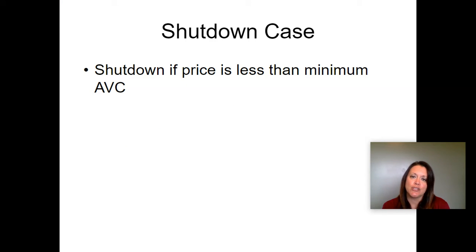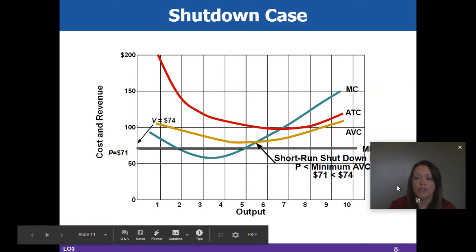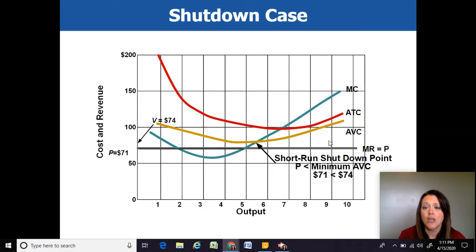Now, the third situation is where you're bleeding so much money that you actually have to shut down. If your price is less than your minimum average variable cost, that would be a situation where you would shut down. So, here's what that would look like. Again, notice that our three cost curves are in the same position. What has changed is our price curve or our demand curve. So this is a shutdown point because your price is less than your minimum average variable cost. The price is $71. Your minimum average variable cost is 74, which it tells you right here as well as right here.